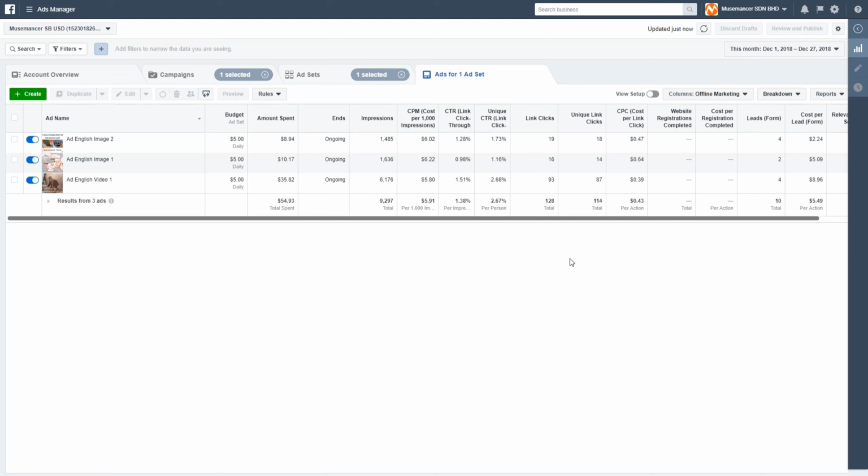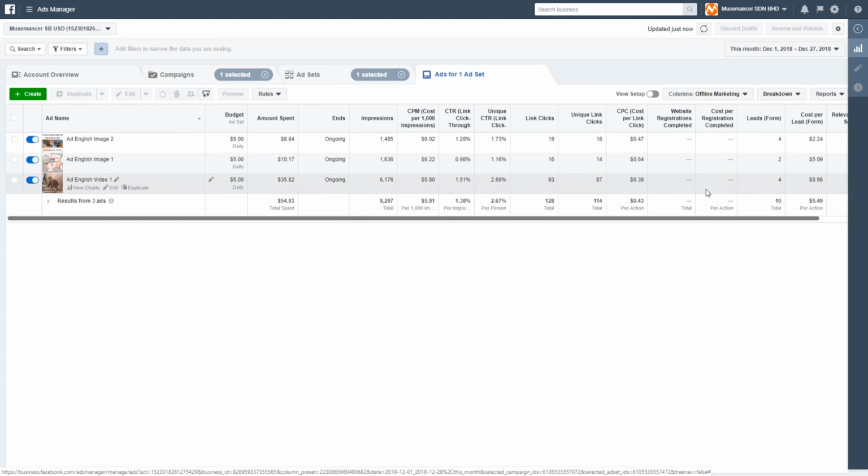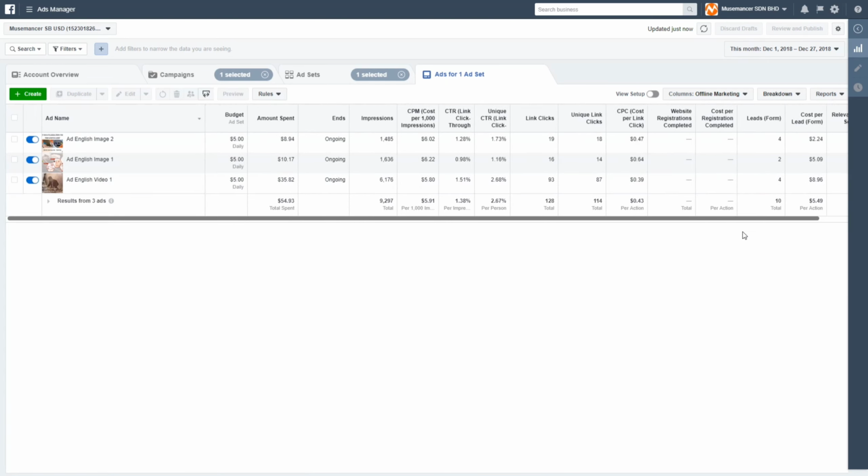All right. But between these 3 ads here, I'd say image 2 is the winner. If I were to turn off any of the ads here, probably image 1, since very little ad spend is going here. Or rather, this is actually still okay. Probably add in another video in this case. Okay, so that's really all there is to it.